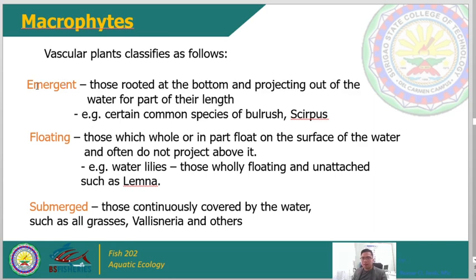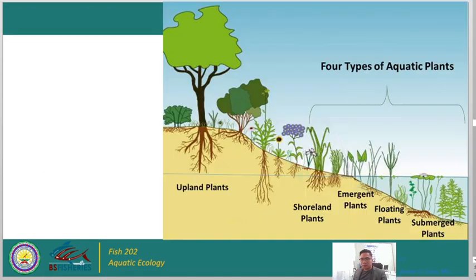And here we have the emergent plants, those are rooted at the bottom, projecting out of the water part of their length. And floating, completely floating, they do not reach the water bottom. Submerged, these are continuously covered with water, like seagrasses. And here we have the four types of aquatic plants.